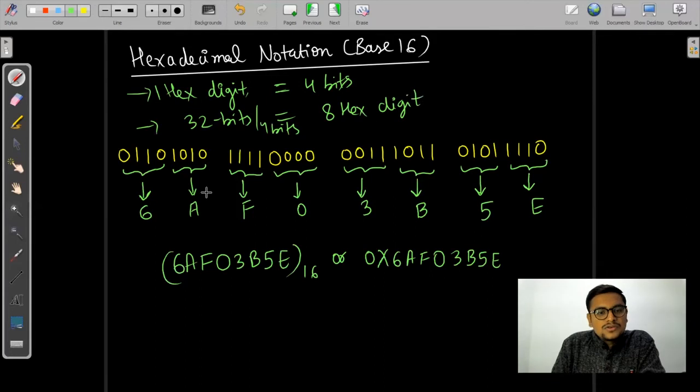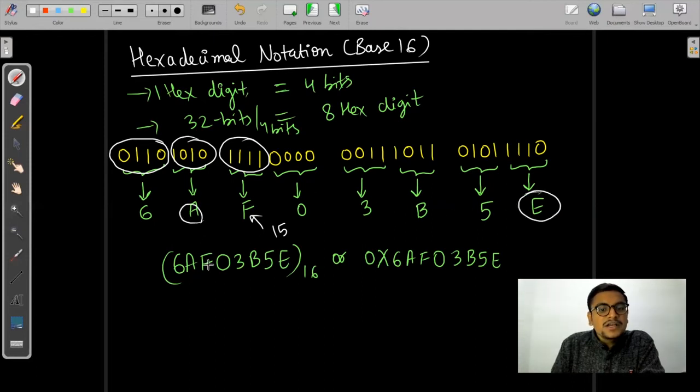Okay, so we take each group of 4 bits, and we write the hexadecimal representation of each group. Like this is 6, this is A, F, and it's pretty basic. F actually represents the decimal value 15, and similarly A is 10. It's pretty much self-explanatory.